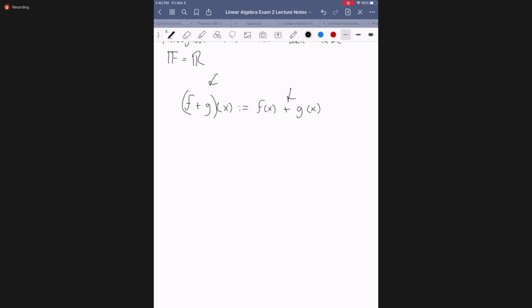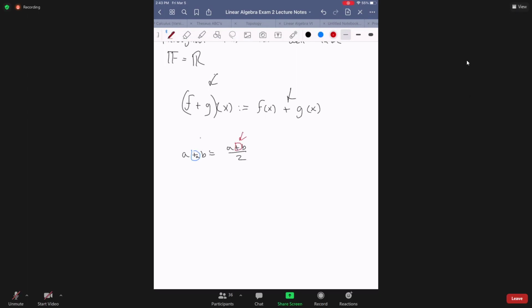Or for example, another one. Let's say I defined the addition between a and b. Let's call this addition, I don't know, a plus b over 2. Let me define this to be a plus b over 2, right? So this addition right here is different from this one up here. This one's a normal one, you know. This one I defined to be completely different, right?